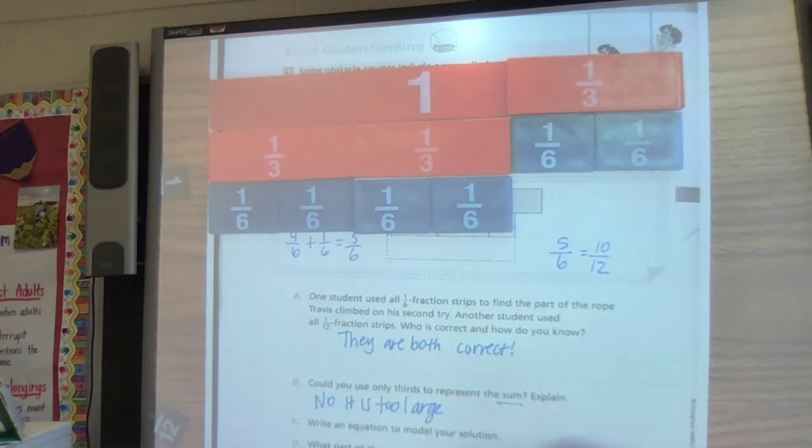Write an equation to model your solution. We can write 4/6 plus 1/6 is 5/6. What part of the rope does Travis climb on his second try? It would be 5/6. Okay. Look at the next page.